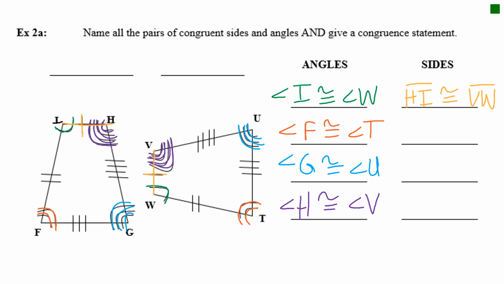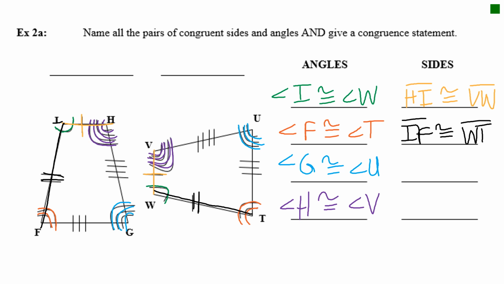All right, moving on to 2 tick marks now. We'll notice IF has 2. So we'll call it IF. Again, flip it around, call it FI. It's going to be congruent to WT because again, it has 2 tick marks. If I wanted to, I can flip it around, call it TW.